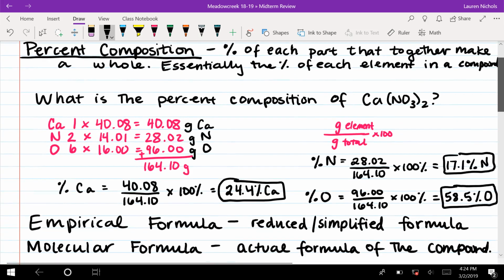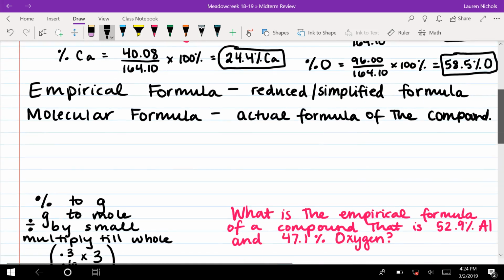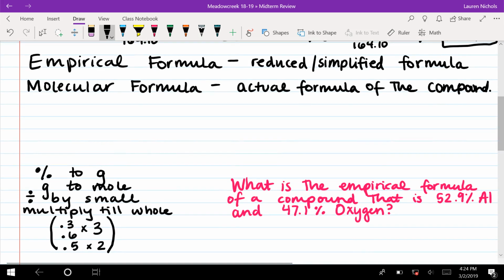Okay, and so the next thing that we learned about was empirical and molecular formula, and how an empirical formula is the reduced or simplified formula, and the molecular formula is the actual formula of the compound that you're dealing with, right? So whatever you're working with. Now, sometimes your empirical and molecular formula are the same, but let me show you what it looks like if they're not.